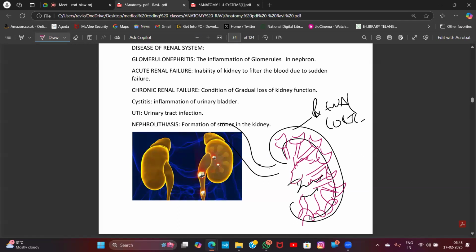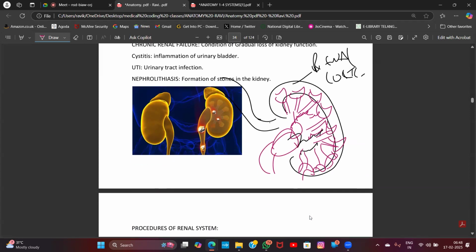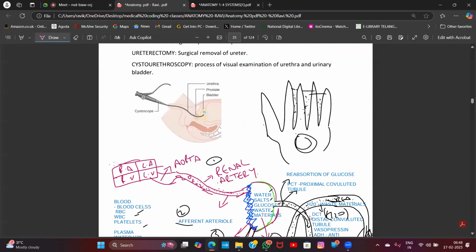Then it leads to the collecting duct, minor calyx, major calyx, renal pelvis, ureters, urinary bladder, and urethra. 1 million nephrons are present in the renal cortex. This artery goes to the afferent arteriole, which spreads the entire blood here, and the filtrate moves into the glomerulus.